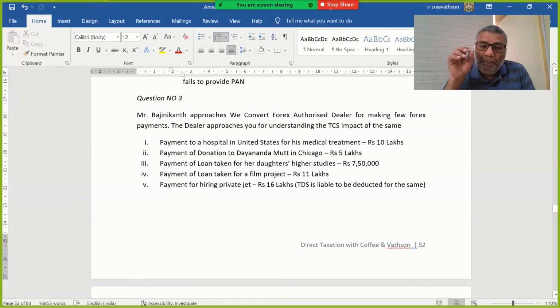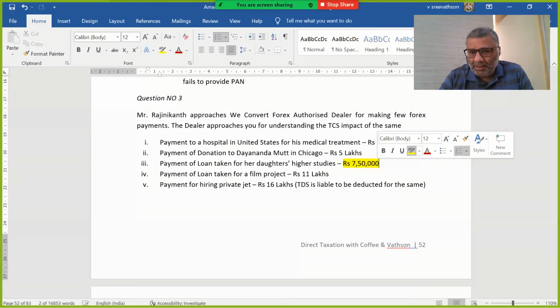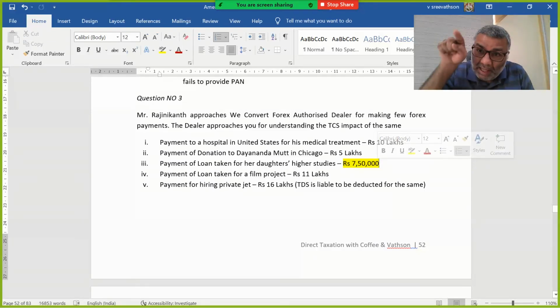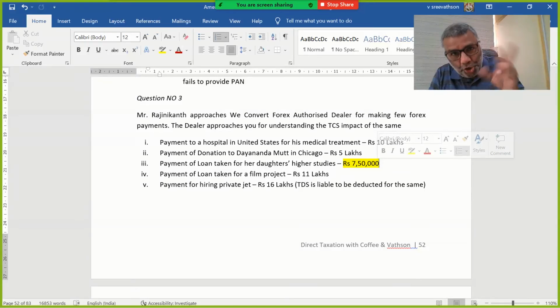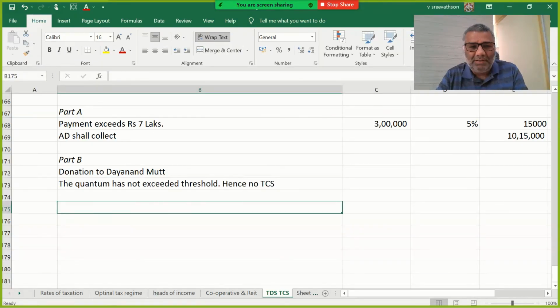Part C. Payment of loan taken for a daughter's higher studies 7 lakh 50,000. Exam நான் type பண்ணும்போது மறந்துட்டேன். In the exam, the interest portion they might give you separately also. Of this, interest is only 1 lakh 50,000. Why I am saying? நம்ம usually TDS provision only for the interest TDS is applicable, not for the principal portion. Whereas, when it is remittance outside India, I take the whole quantum, principal plus interest, if it exceeds 7 lakhs. And that's why the rate has been kept friendly as 0.5%.